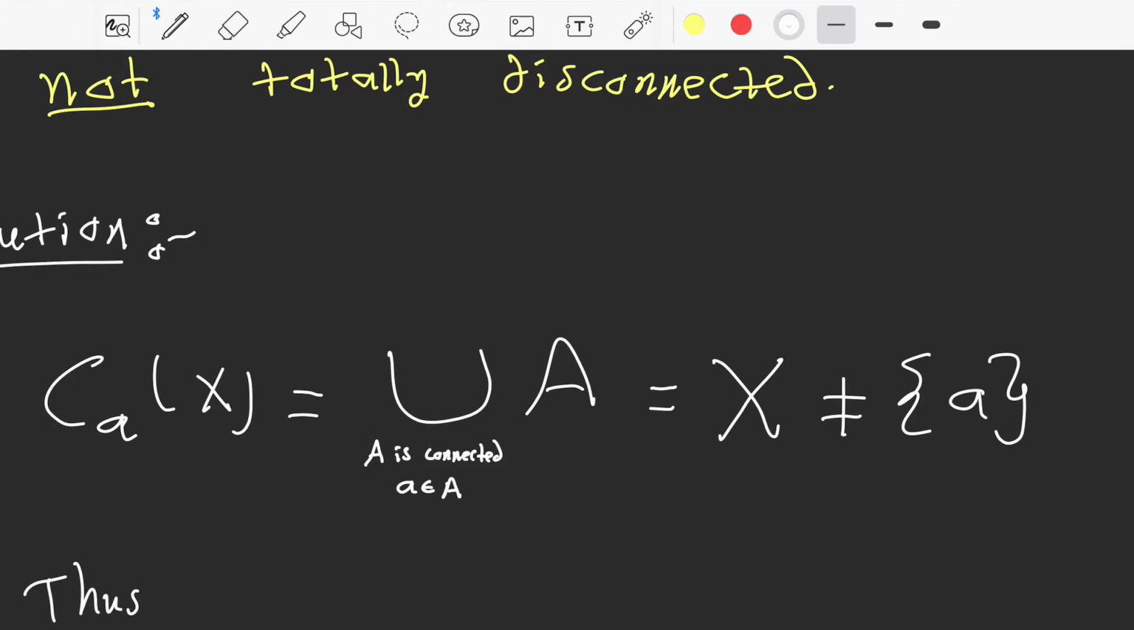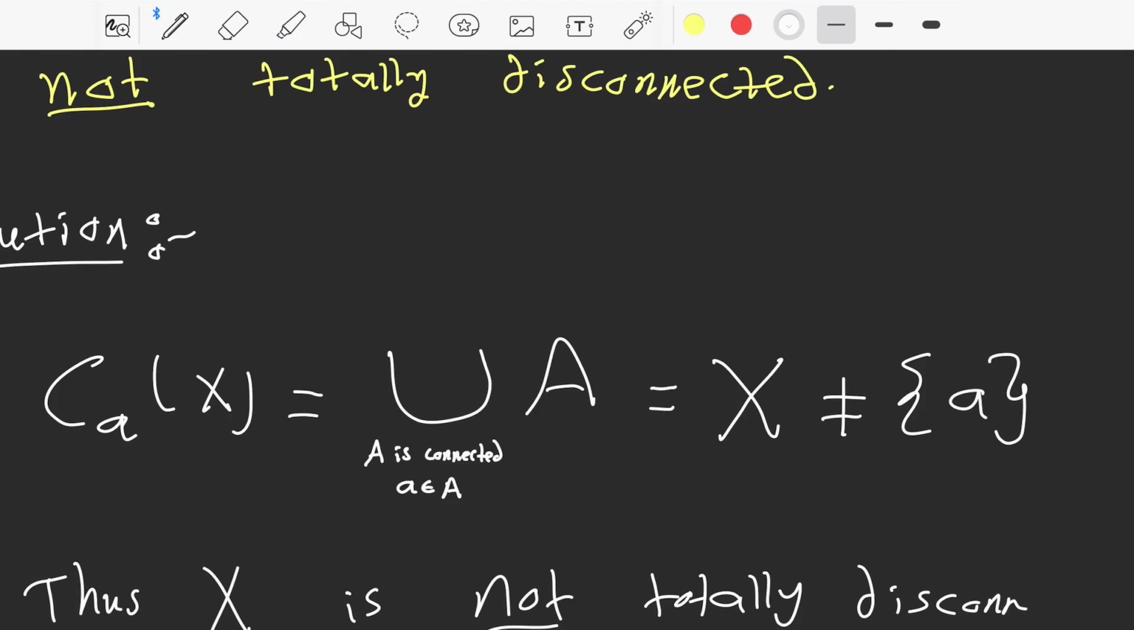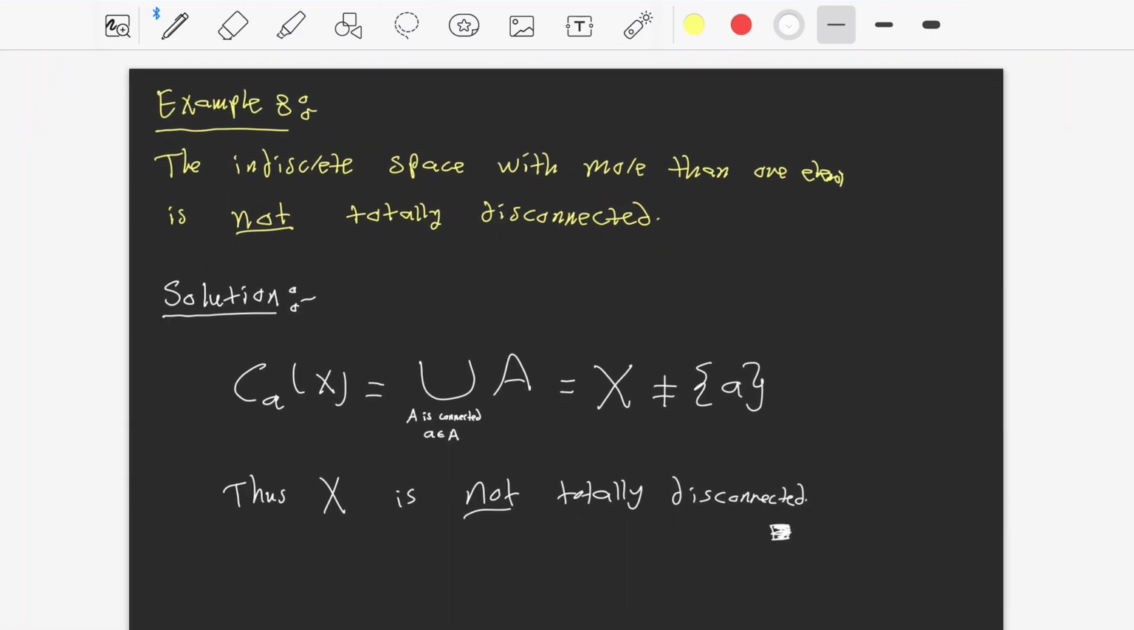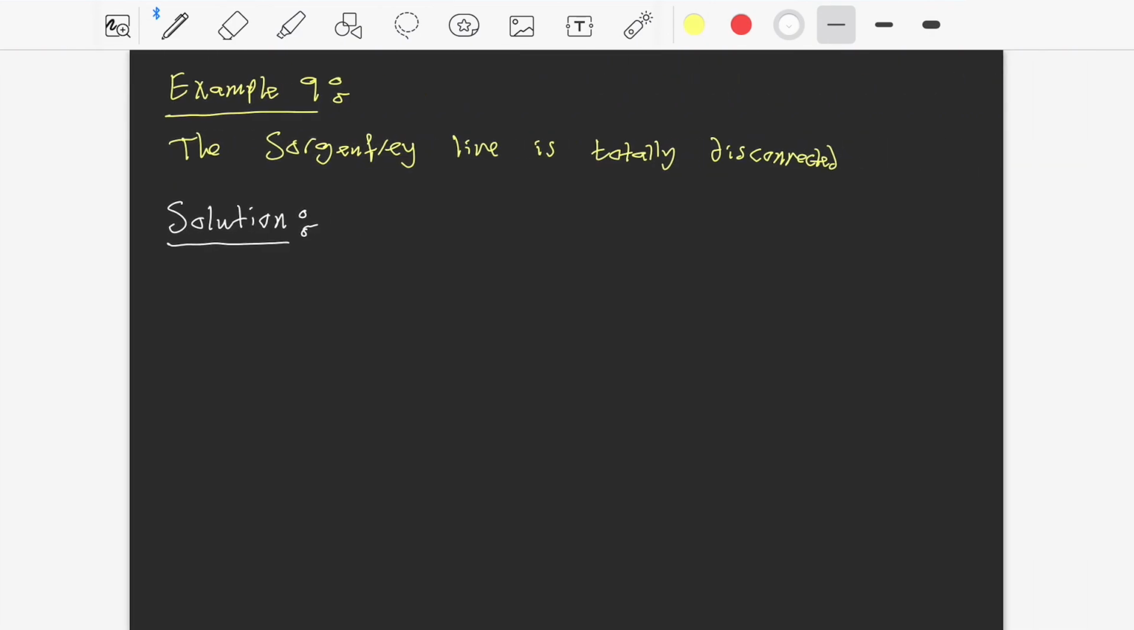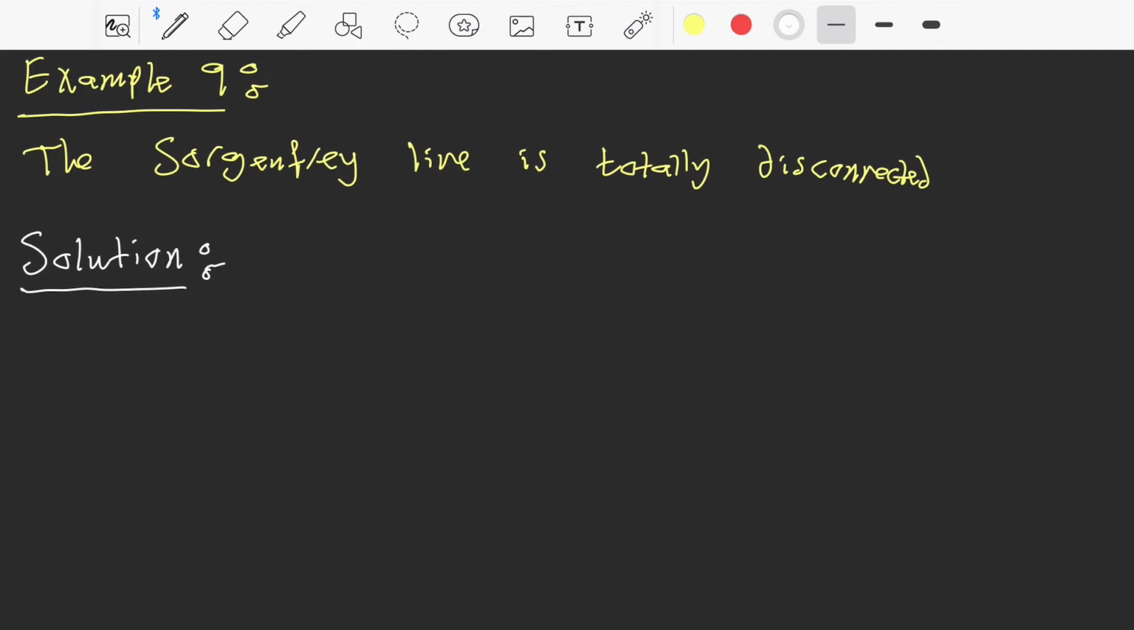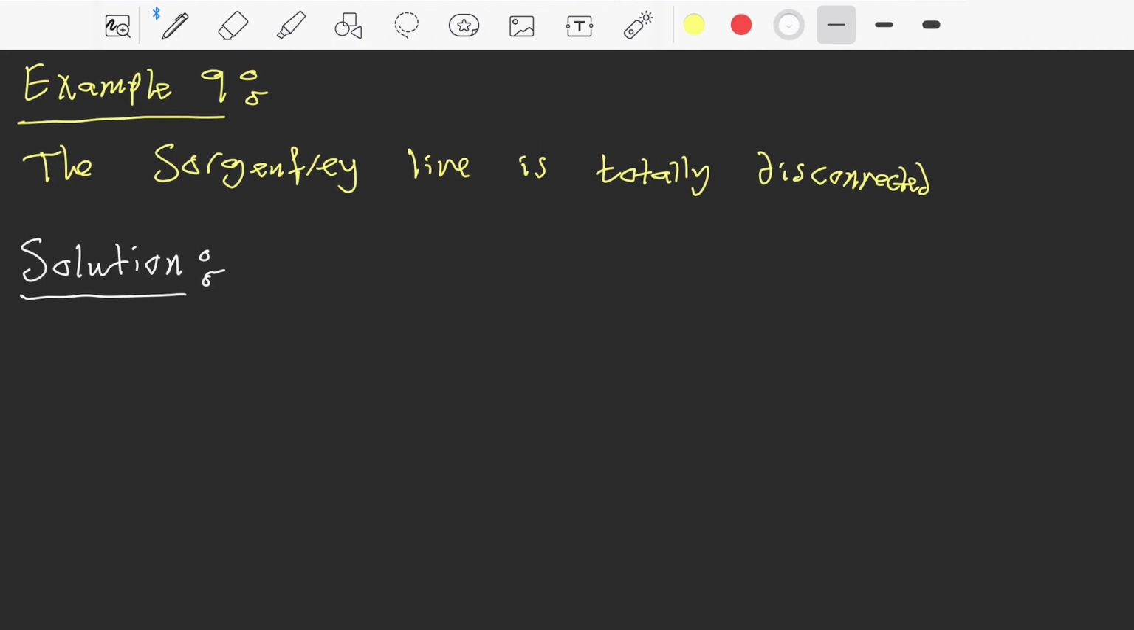Thus, X is not totally disconnected. This is if we talk about the indiscrete. And the final example in this video will be the Sorgenfrey line, which will be totally disconnected.